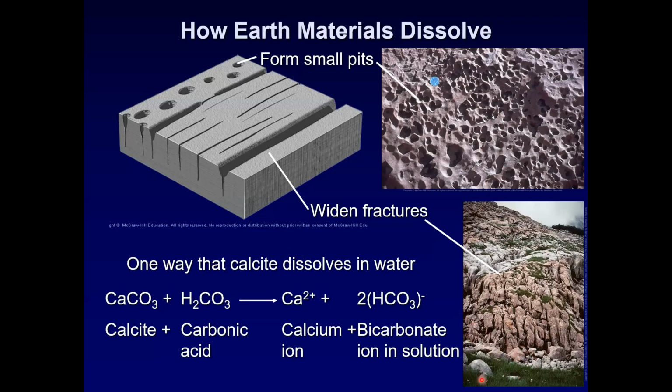And let's think about the mineral calcite. Okay, so calcite in the presence of carbonic acid can dissolve, and we will then yield the calcium ion and the bicarbonate ion in solution. And we then have this void space where it was once a solid calcite.